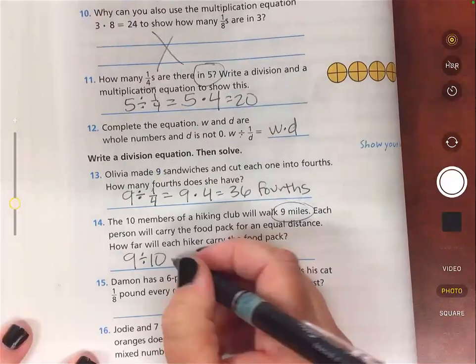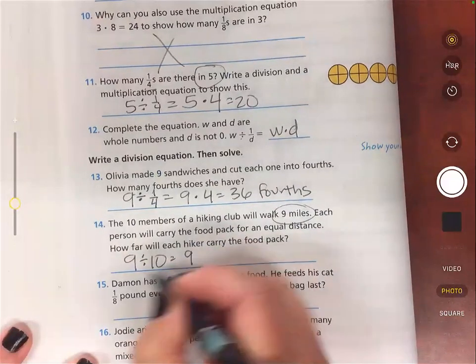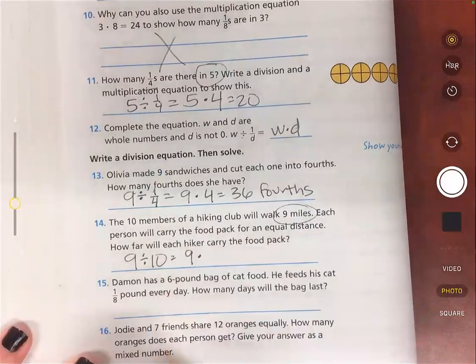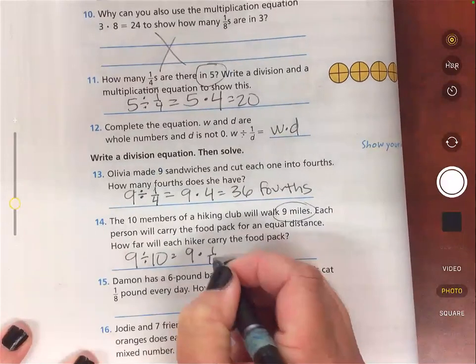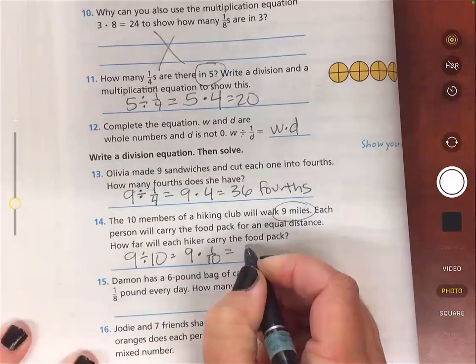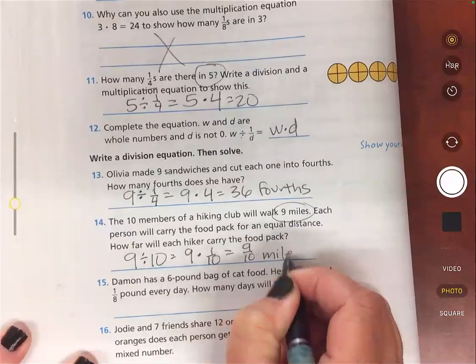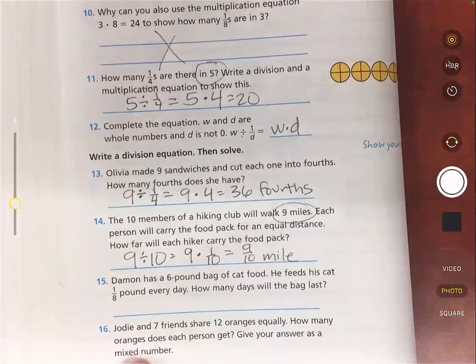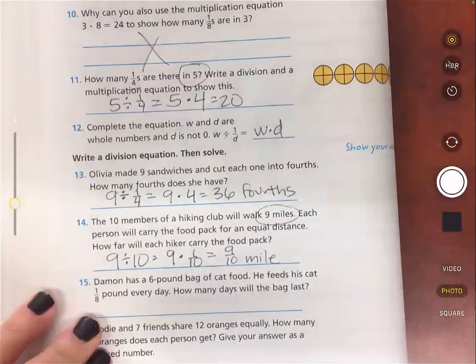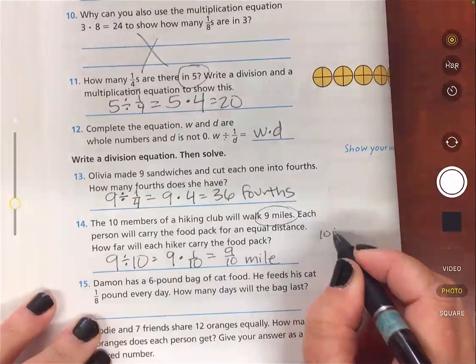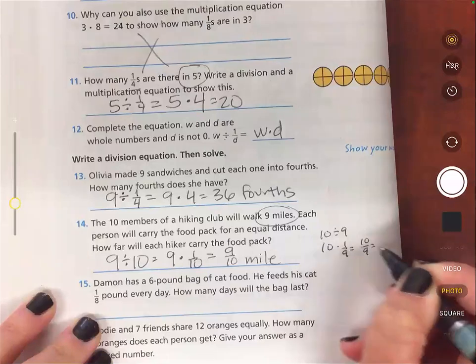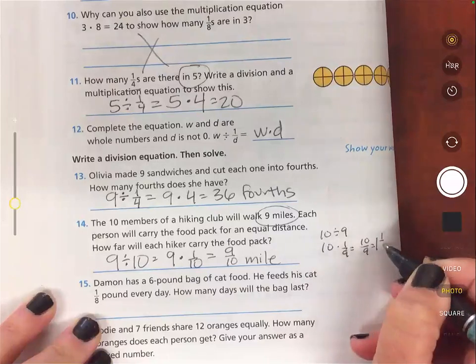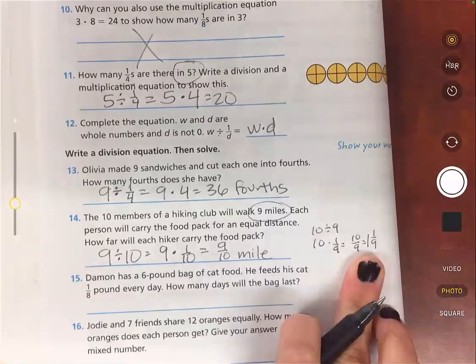So 9 divided by 10 is the same as same, change, flip. What's my 10 going to become? 1/10. What's 9 times 1/10? 9/10. 9/10 of a mile. Does that answer make sense? Yes, it does. Let's just, for pretend here, let's say I messed this up and I set it up differently. And I said, okay, it's 10 divided by 9, which is 10 times 1/9, which is 10/9, which is each person is going to carry it 1 1/9 mile. Would that answer be reasonable?